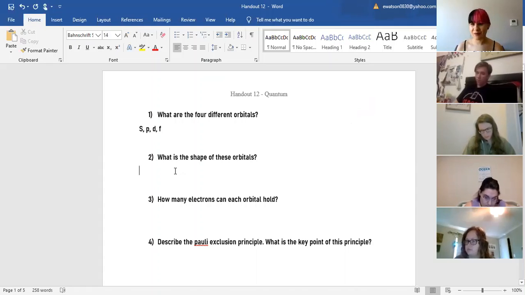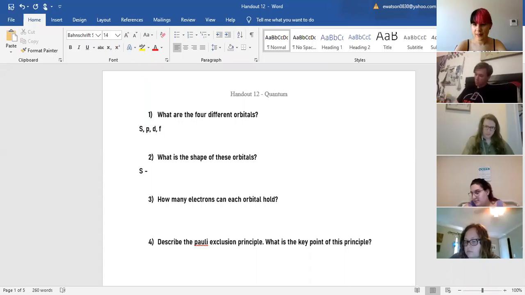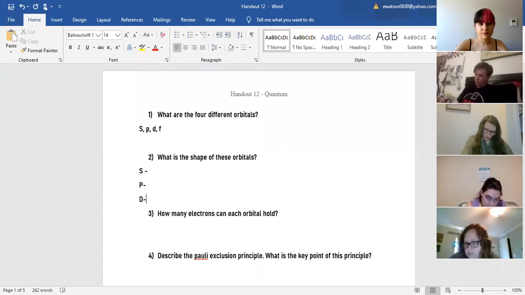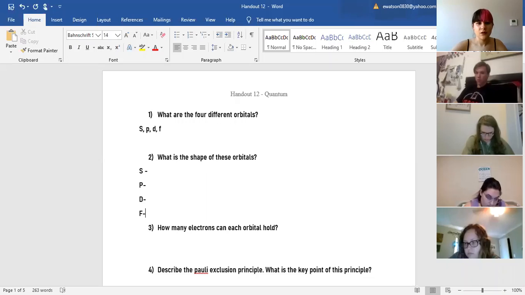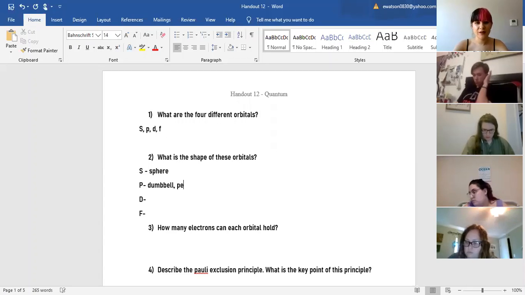Okay, what's the shape of these orbitals? We went over shape, correct? So what does the s orbital look like? It's a sphere. What about the p orbital? A dumbbell. I prefer peanut because peanut starts with a P and it tells you the exact same shape.